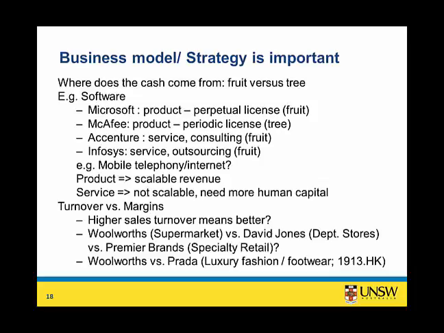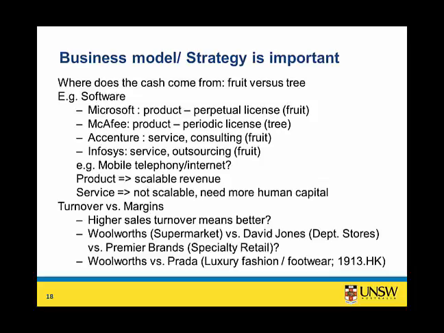So the example we've got here is Woolworths. They would have a very high turnover. People would buy bread and milk and toothpaste on a daily basis, but the margin on those might be as low as 10 cents or $1 per product.